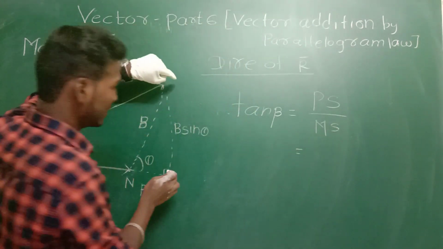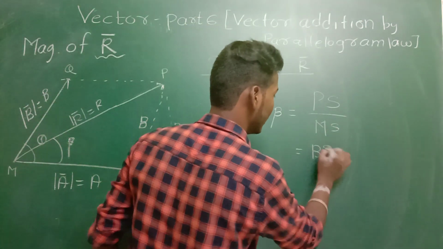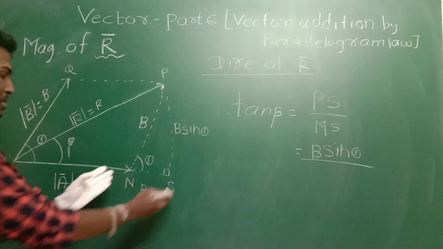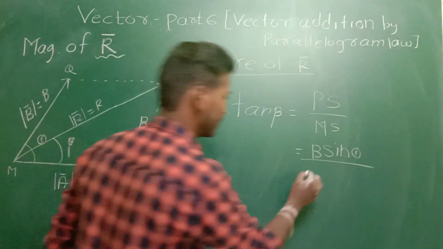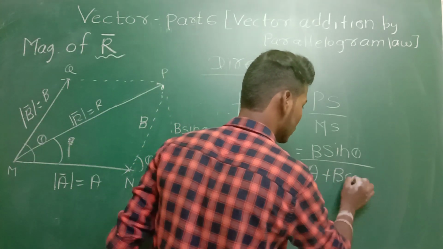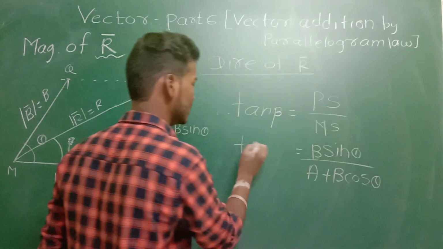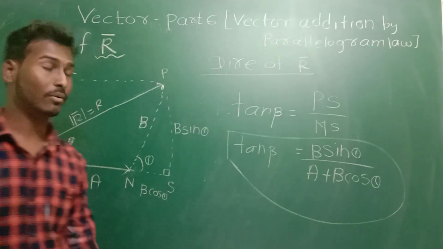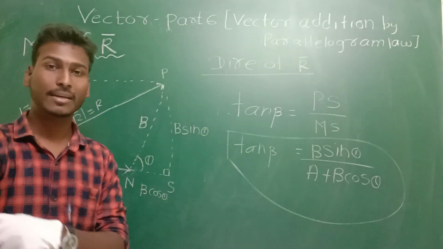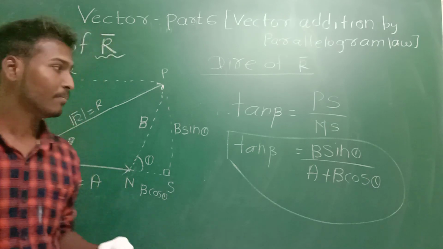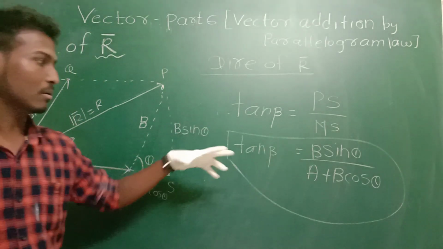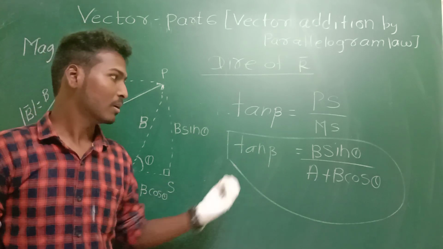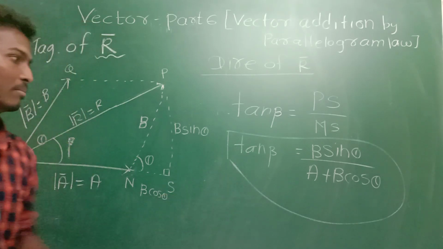So PS is nothing but b sin theta, divided by MS, which is nothing but MN plus NS, that is a plus b cos theta. This is tan beta, which is the direction of your resultant vector. Okay, so these are two formulas: magnitude of resultant vector and direction of resultant vector. Now we will see some examples on this. Note it down.